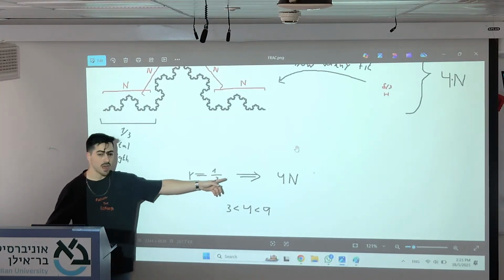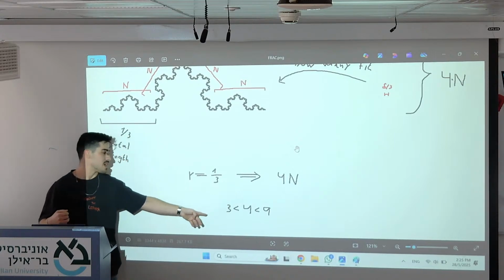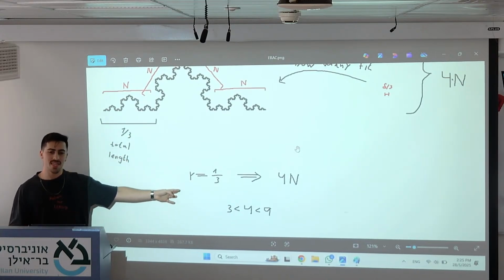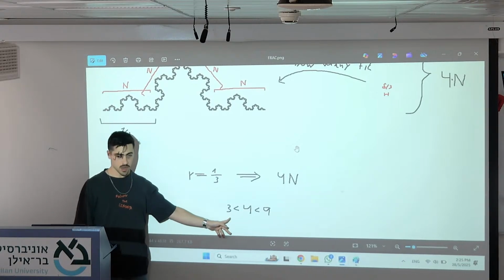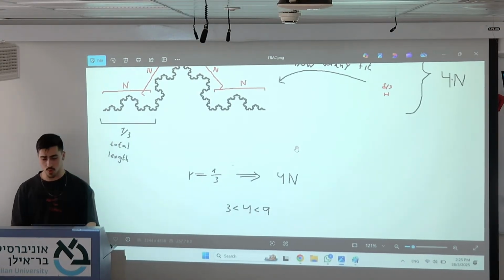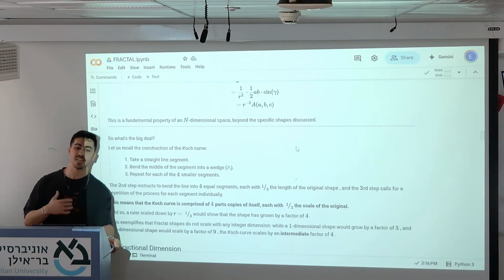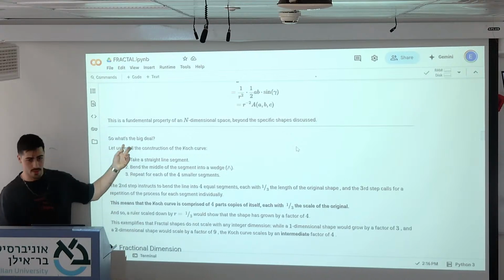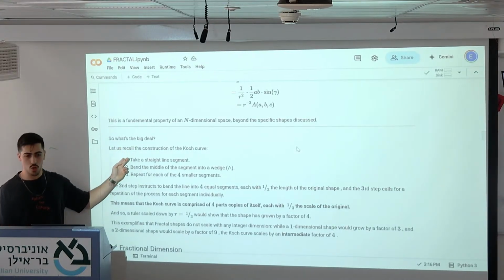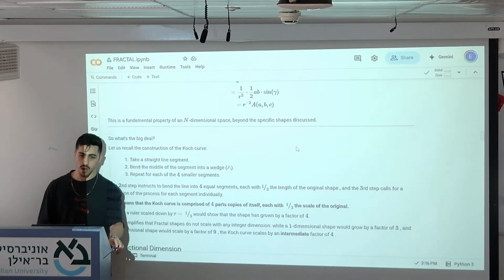And so the conclusion is that now n is multiplied by 4. The amount of rulers that can fit in is multiplied by 4. But this matches neither 1 dimension nor 2 dimensions. This is somewhere in between. So the conclusion is, or at least we suspect, that these fractals have a non-integer dimension, for example, for the Koch curve, between 1 and 2.